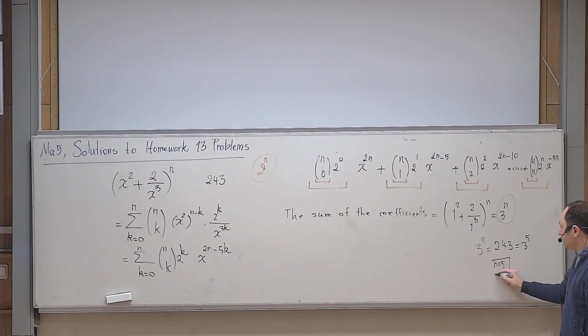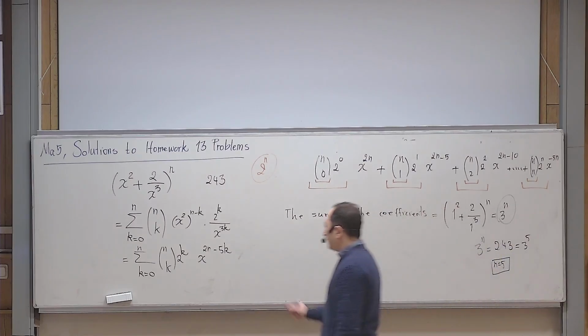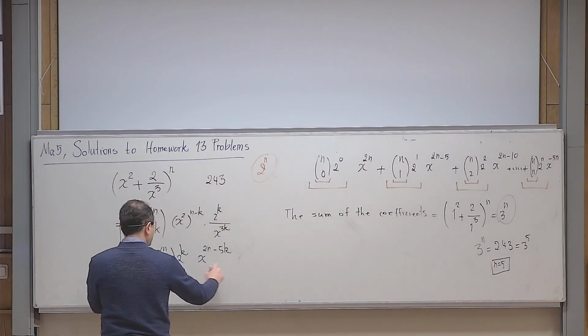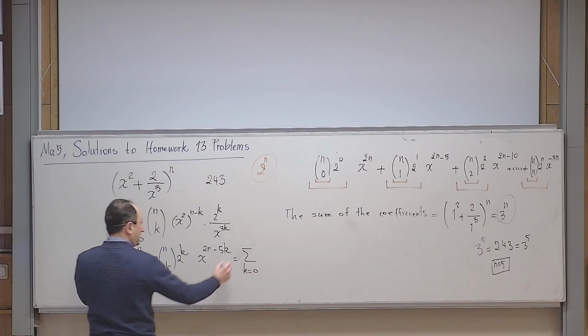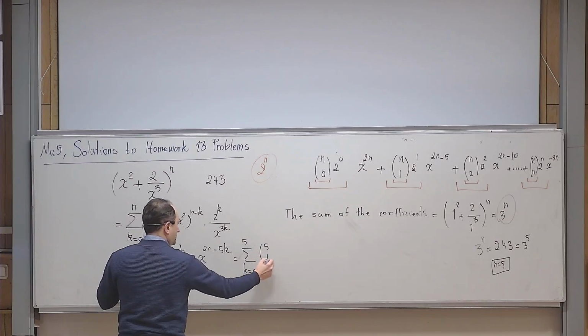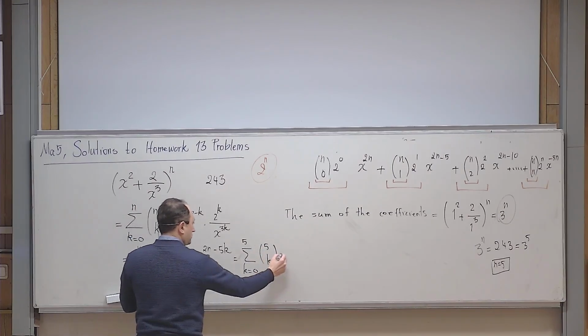So this is the piece of information that was missing from the problem. But now the second part of the question, now that you know n is 5, you put them back here in this formula. K goes from 0 to n, which is 5. 5 choose k. And then this becomes 2 to the power of k.